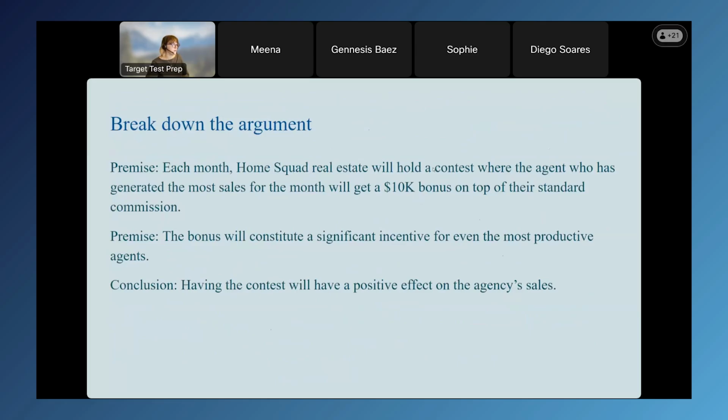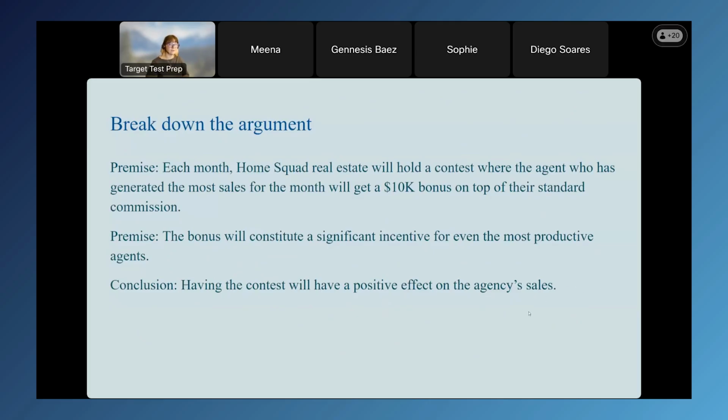So this is, hey, we're going to do this contest. Whoever sells the most gets this 10K bonus. The bonus is significant for all agents, even the most productive of agents. So it should be functioning as an incentive for every agent. And the conclusion is having a contest will have a positive effect on the agency's sales.